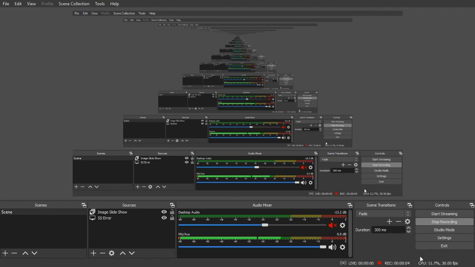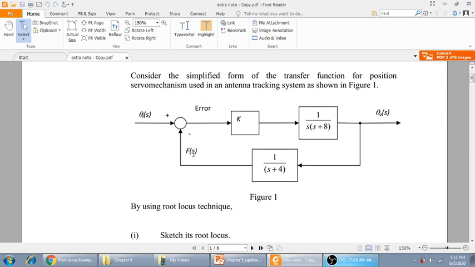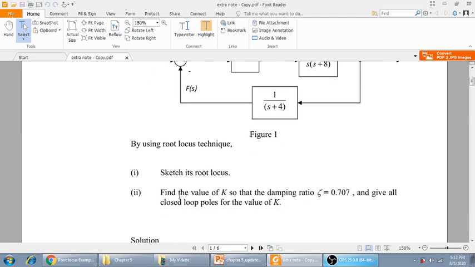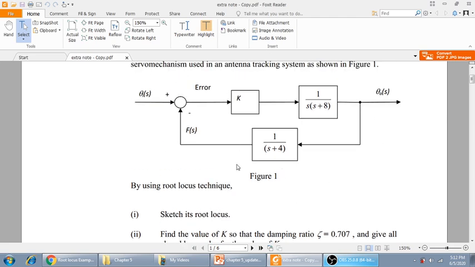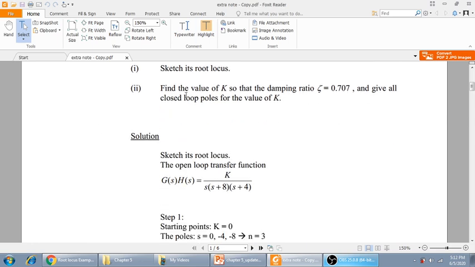Hello everyone. Today we want to discuss the root locus system and we will see an example. So this is the extra note that I have shared with you. It says that we need to consider the following system, and we need to sketch its root locus.